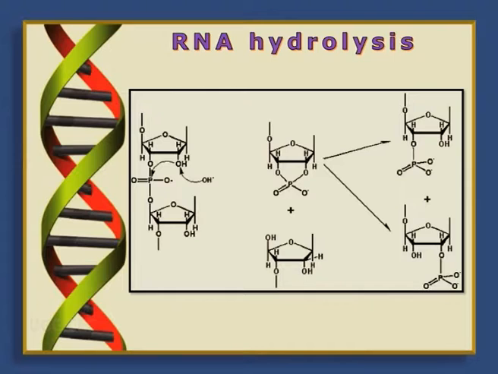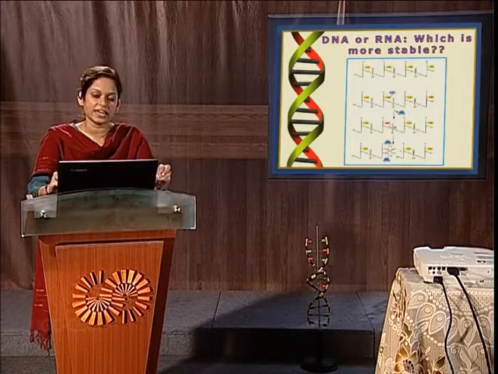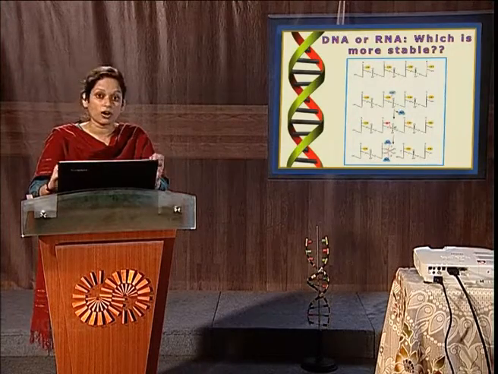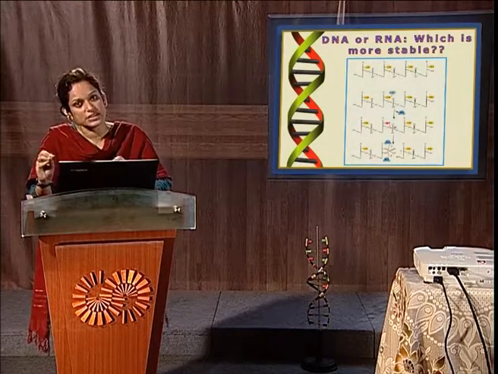As a result, during evolution, RNA came before but was replaced by DNA due to the presence of 2-deoxy-D-ribose, resulting in the stability of DNA and making DNA the king of genetic information, or the carrier of genetic information.